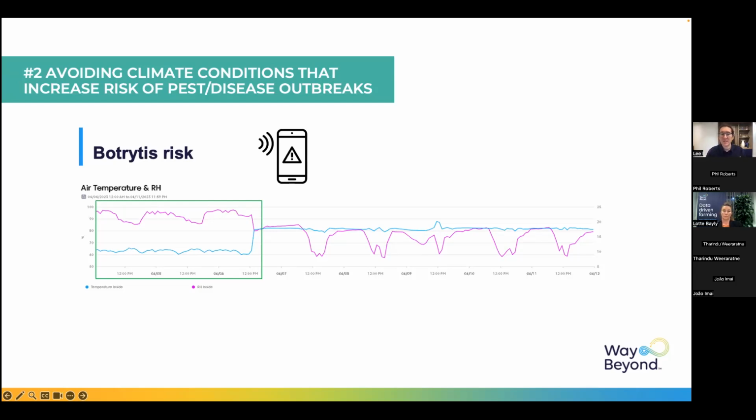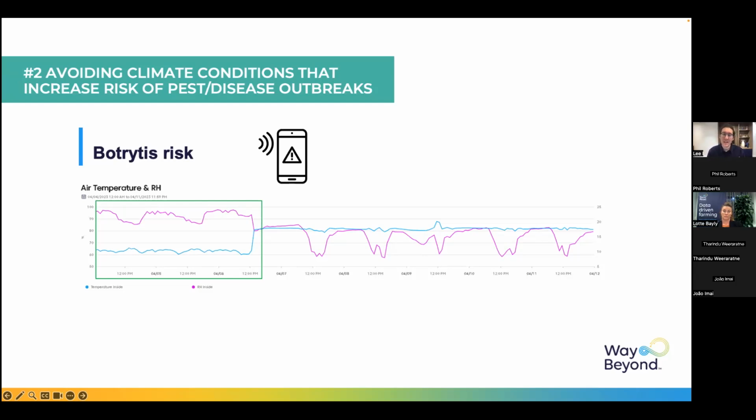Being able to track both disease data and climate data together over time enables the grower to make correlations between the climate conditions and the disease incidences in that particular greenhouse, and enables them to understand what conditions in their greenhouses are likely to lead to botrytis outbreaks.